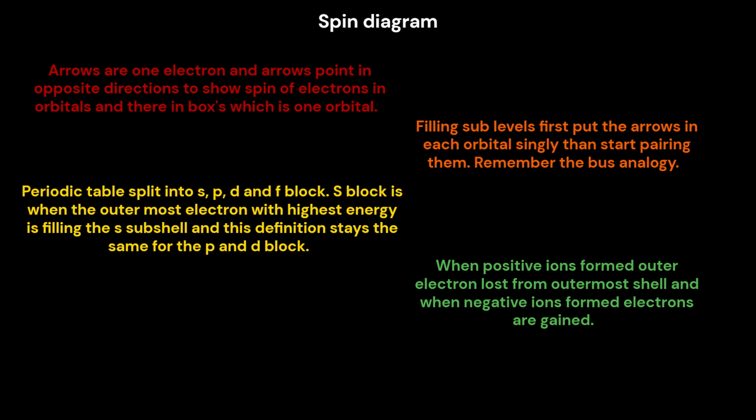Remember the bus analogy. The periodic table is split into s, p, d, and f block. The s block is when the outermost electron with highest energy is filling the s subshell, and this definition stays the same for the p and d block. When positive ions are formed, the outer electron is lost from the outermost shell, and when negative ions form, electrons are gained.